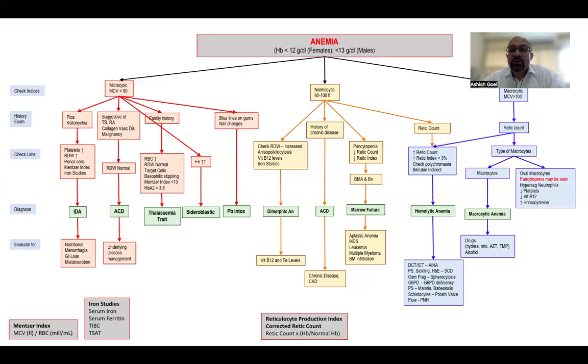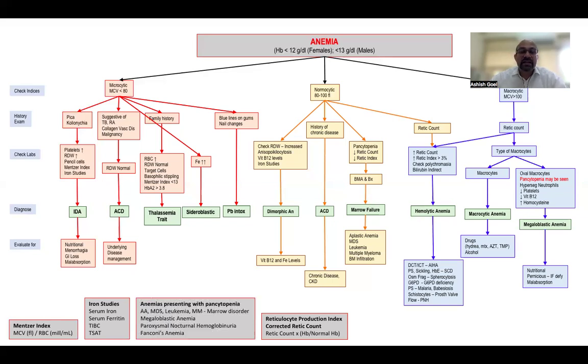If there are macro-ovalocytes or oval macrocytes, and there is a possibility that many of the macrocytic anemias may also have a component of pancytopenia, you find hypersegmented neutrophils in the peripheral smear, platelets are reduced, vitamin B12 levels are low, and homocysteine is high, then you label this as megaloblastic anemia. You then work up further to find out if it's nutritional, or there is malabsorption, or there is pernicious anemia, in which there is an intrinsic factor deficiency in this individual.